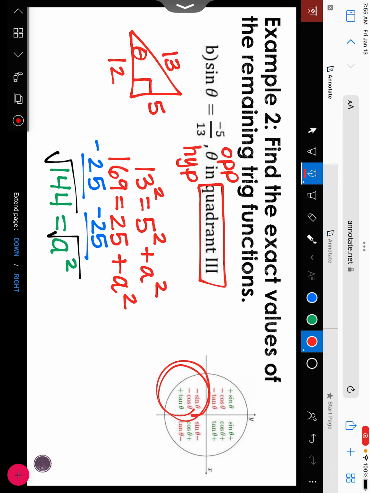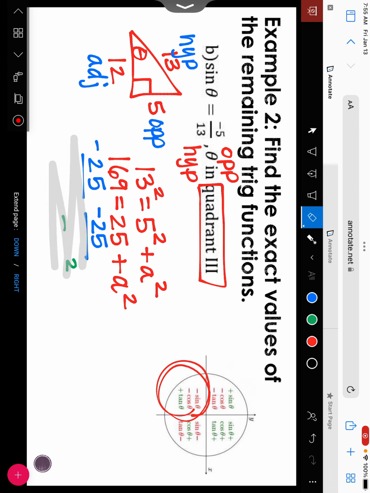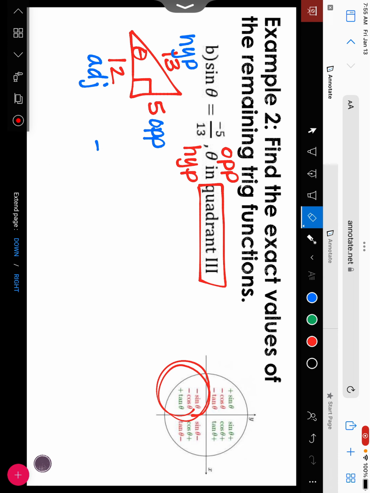And we can easily list the remaining 5 ratios. So I know this is my hypotenuse. I know this is opposite. And I know this is adjacent. So this one we don't have any radicals to deal with, so we don't have to rationalize. So it'll go super fast. So we know that the sister to sine is cosecant. So that's going to be a negative 13 over 5.